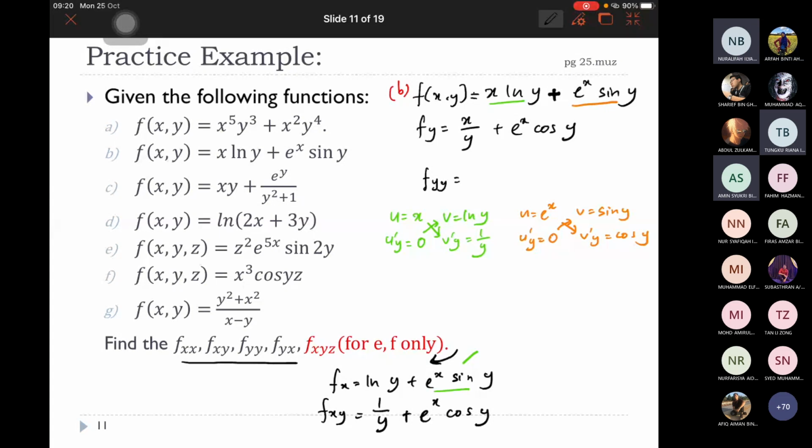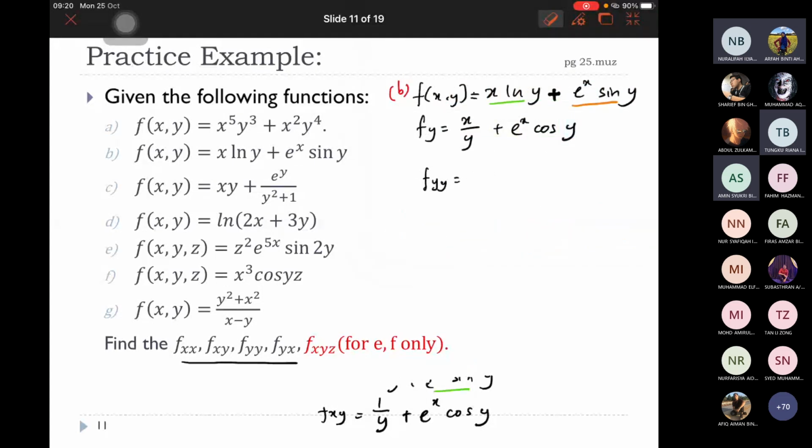Dan so FYY, daripada sini, okay, from here awak ada U equal to X, V equal to Y, U prime Y equal to 0, V prime Y equal to kosong. So yang ini akan jadi quotient rule, V U prime tambah UV prime. Okay. So awak akan gunakan the derivative rule, quotient rule.